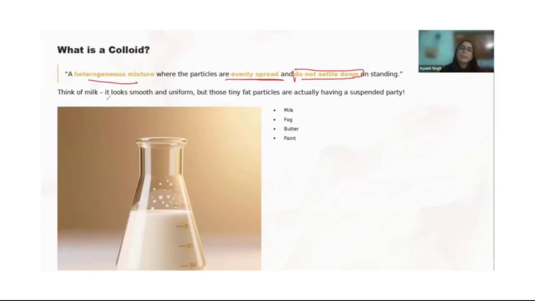So think of milk, it looks smooth and uniform, right? You are unable to distinguish, okay, this is protein in milk. It's not like the protein is going to settle down at the bottom.